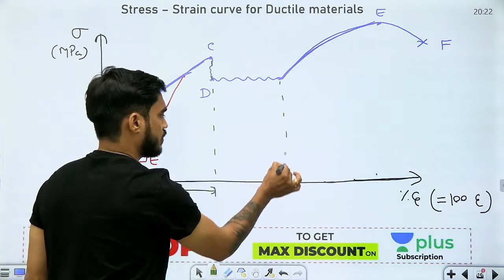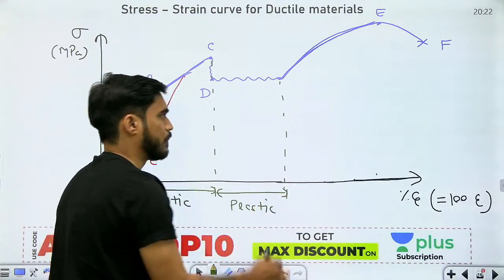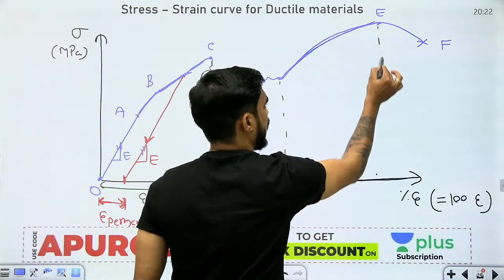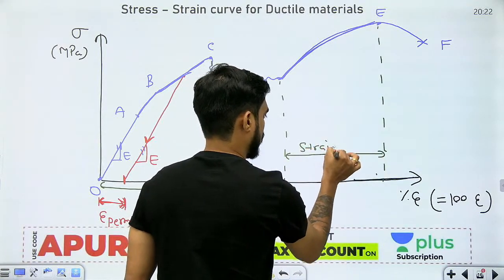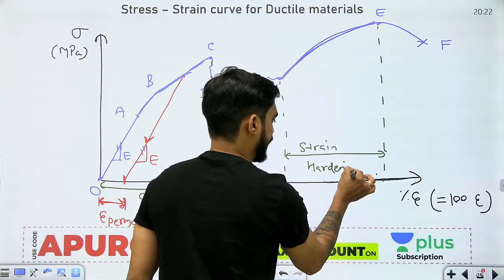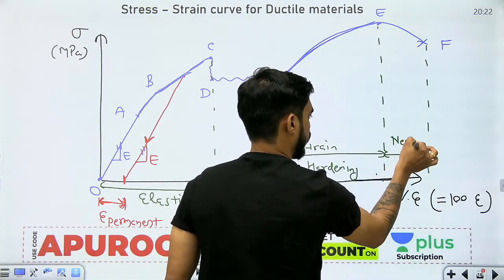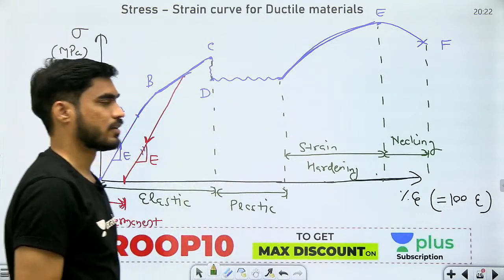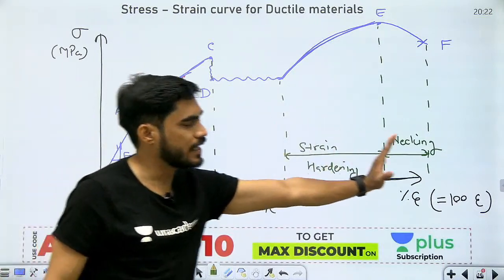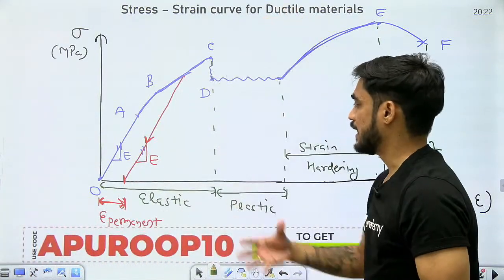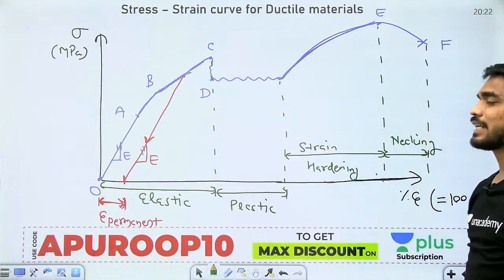Then from here to here, can I say this is the plastic region? Then from here to here, can I say this is strain hardening? And from here to here, can I say this is necking? So beta, you can divide the entire deformation from here to here into 4 regions: elastic deformation, plastic deformation, strain hardening, and necking.